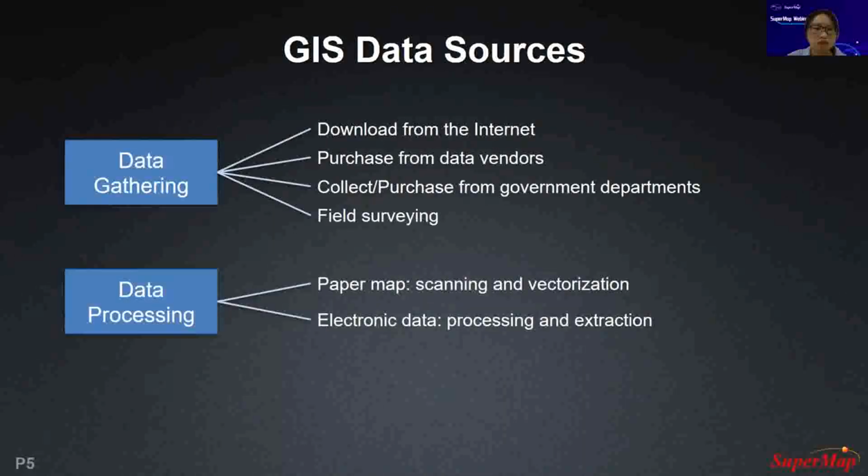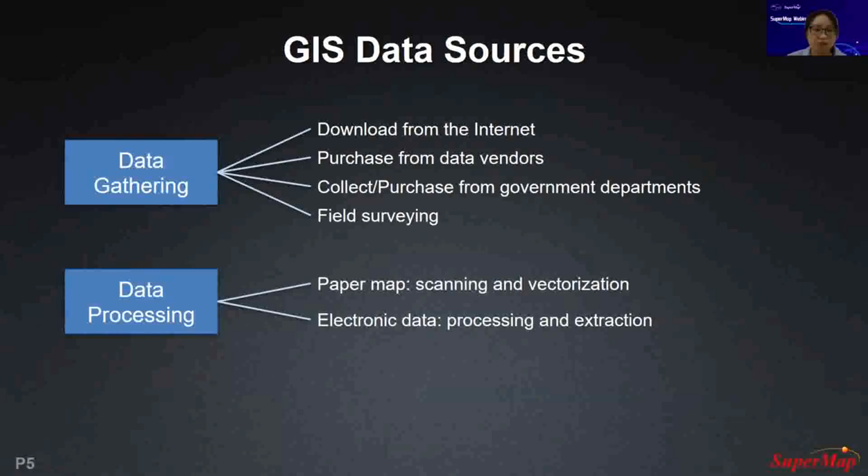Here we can also see how to get the data. First, we can download the data from the internet, or purchase it from data vendors or from government departments, or just get it from field surveying. And you can get the data.